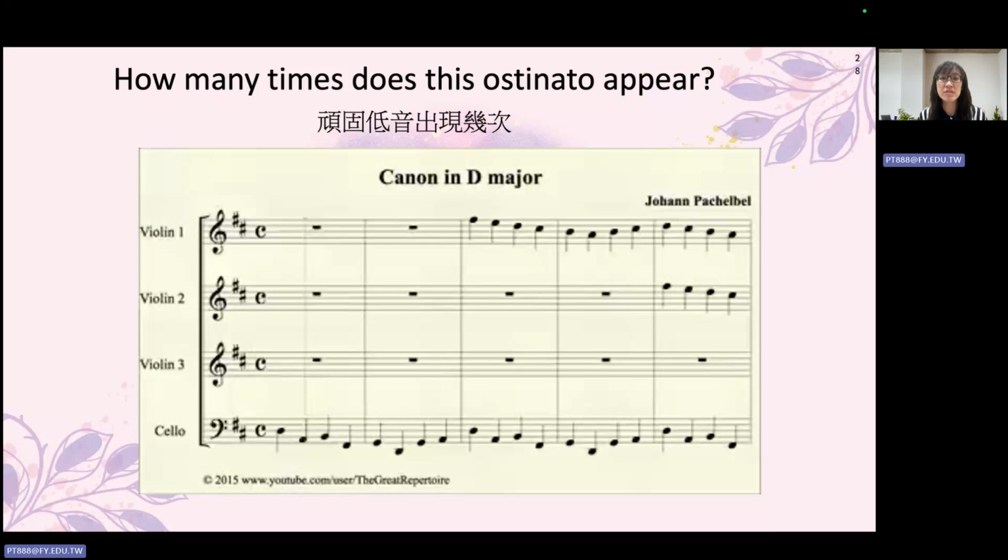So the ostinato is 固定，就哒哒哒哒哒哒哒哒, this one time. And you could say in the third measure, it has the second time, da da dee da da da da da, and then da da da da da da da. So it will keep repeating, repeating, repeating. So you need to count how many times this ostinato appears. Okay.